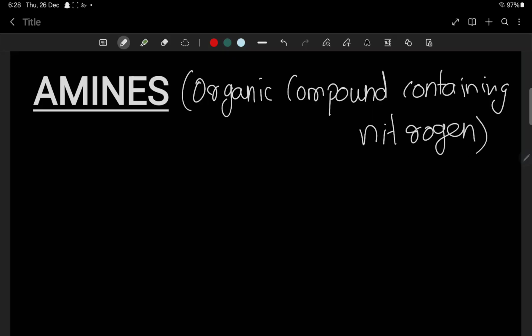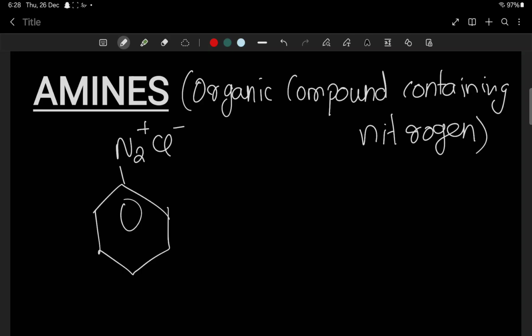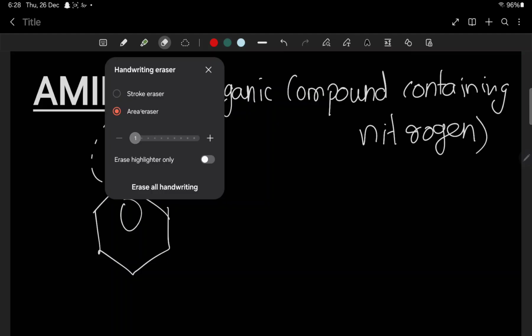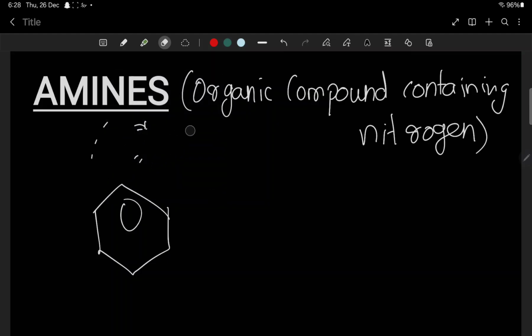So we'll be learning about not only amines but also diazonium salts. That is, diazonium salts are salts like this, these type of salts. We'll be learning about them. That way we are calling it organic compounds containing nitrogen. We'll be learning about amines as well as diazonium salts. So without much ado, we'll be moving on to our video.